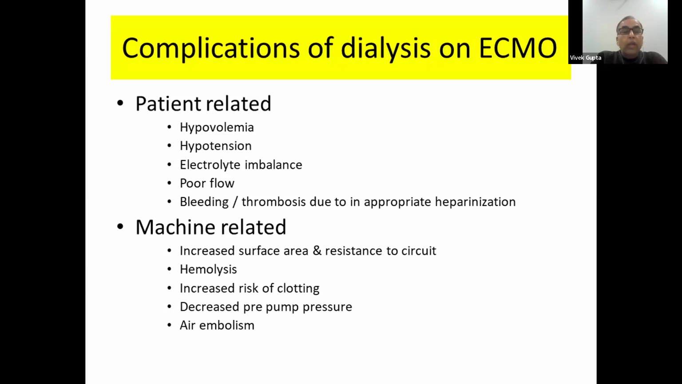So, one, if we are taking too much fluid, it can lead to hypovolemia and hypotension. If we are using dialytic as well as convective therapies, there's more risk of electrolyte imbalances. There can be risk of poor flow, bleeding, or thrombosis. Machine related issues can add on to the hemolysis, because both extracorporeal therapies are integrated together. Also, if there is air, there is a risk of air embolism.